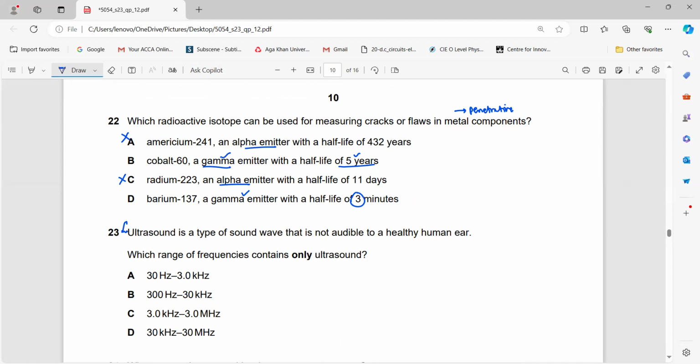So the half-life has to be a reasonable amount of time. If you take cobalt 60, which is a gamma emitter, with a half-life of 5 years, then the replacement will be after 5 years. So I'm going to stick to B.